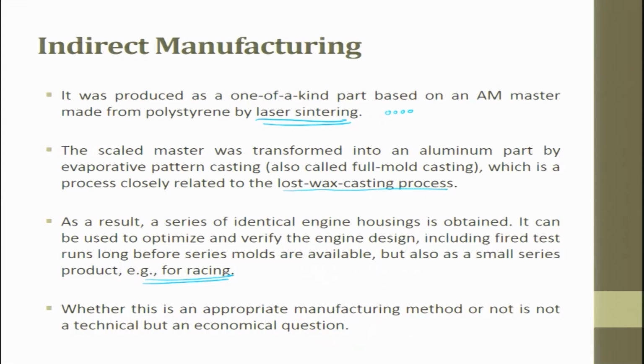If it is possible, they put an insert there. If it is not possible, they redo the die very fast. So, this is indirect manufacturing. Whether it is an appropriate manufacturing method or not is not a technical question, but only economics plays a major important thing.